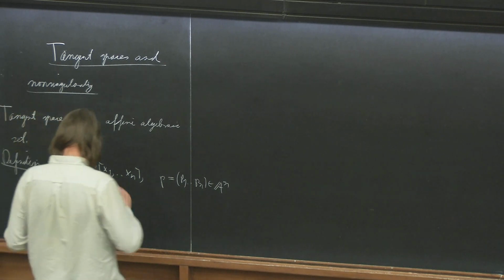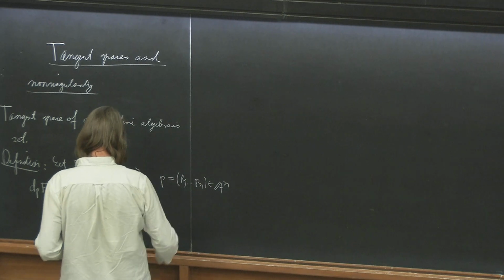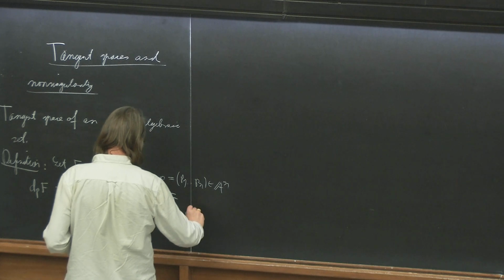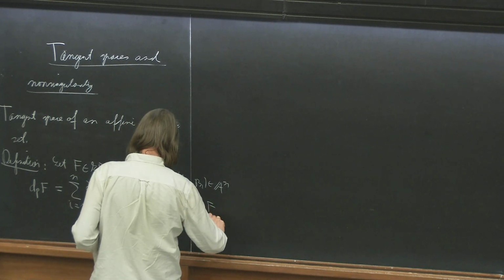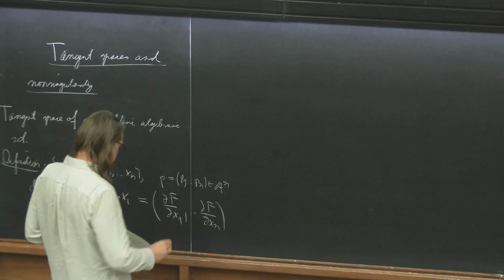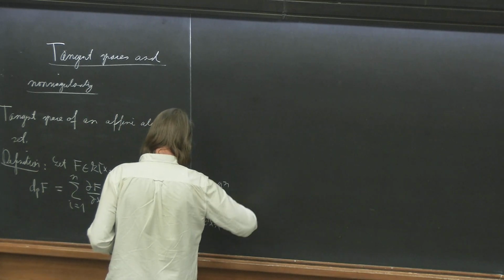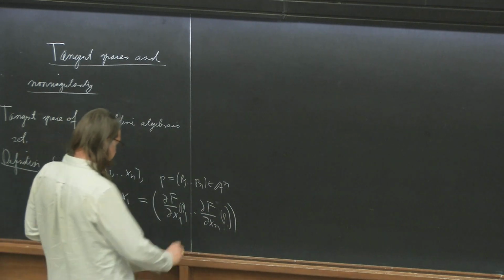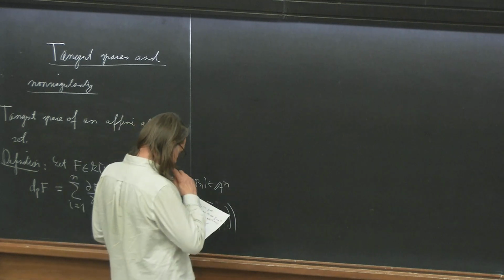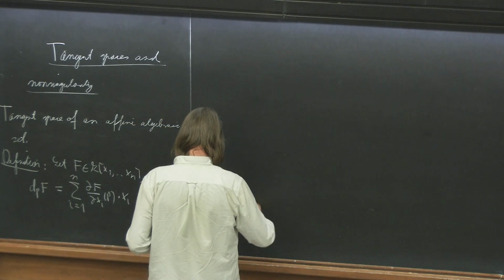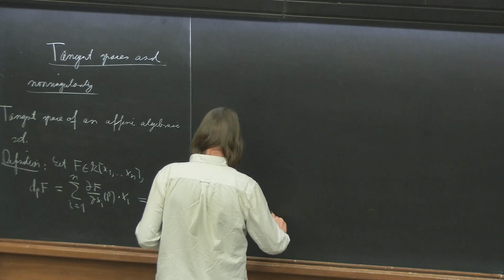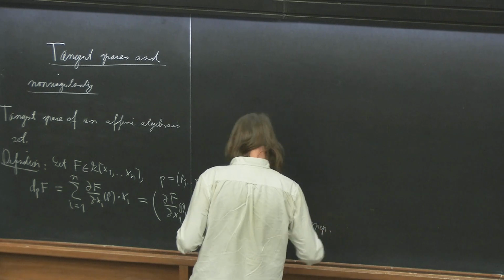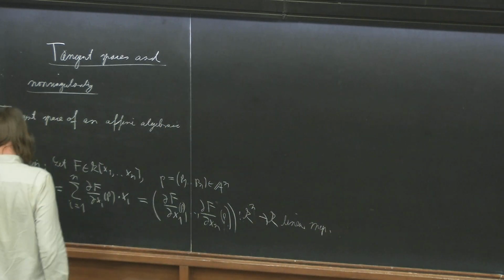As a linear function, I can also write this just as df by dx_1 until df by dx_n at p. So just as this 1 by n matrix of derivatives. So this gives me a map, a linear map from K^n to K. Okay.